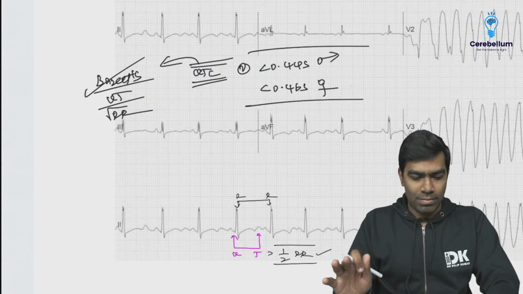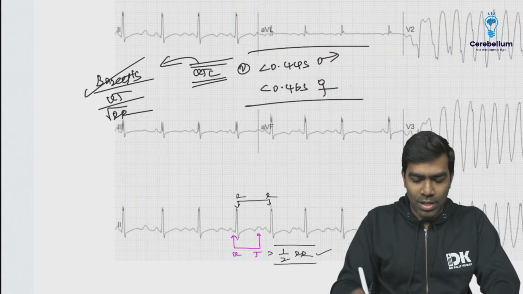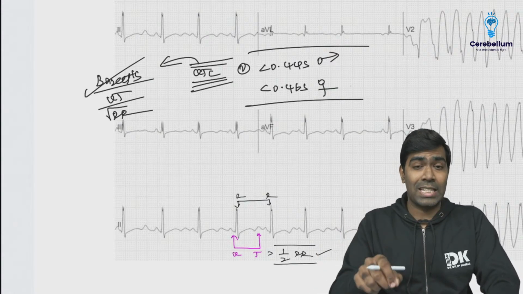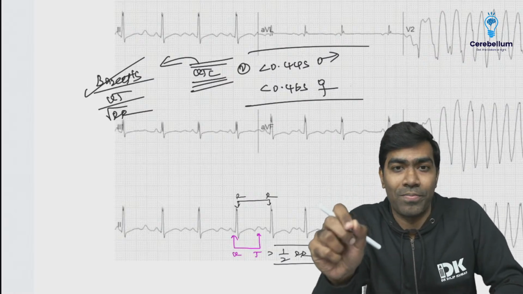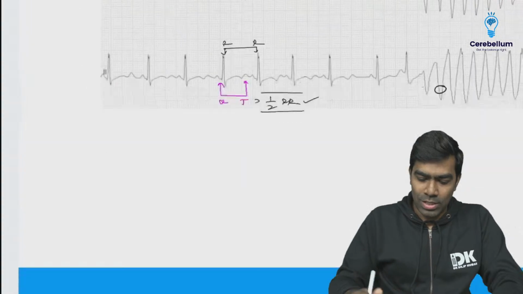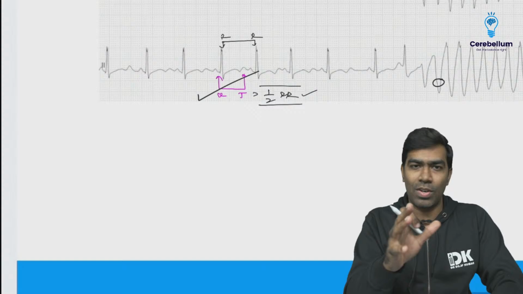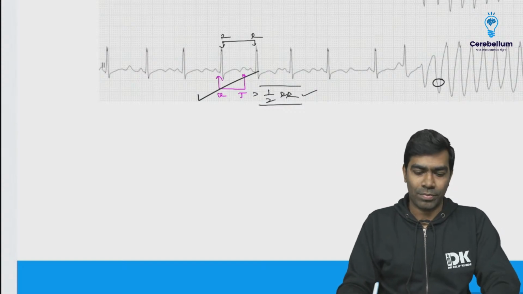So you need not do that. The computer will take care of it. The machine is going to give the QTc value. But in case the examiner has not given the QTc value, then you can use this trick which I have told you. If the QT that you are seeing is more than half of the RR interval, you can call it long QT.